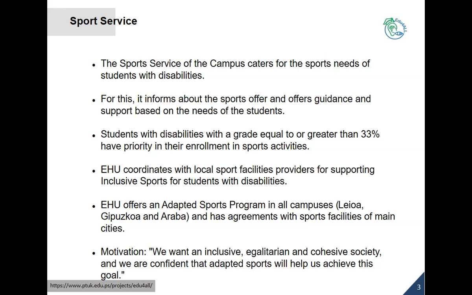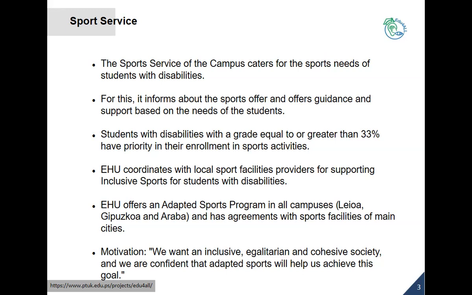The university is coordinated with a very connected network of sports facilities, associations, teams. They cooperate to offer these options to the students. The university has an adapted sports program for students with disabilities, and there are some also inclusive activities. So we have adapted sports for students with disabilities, and we have inclusive activities.